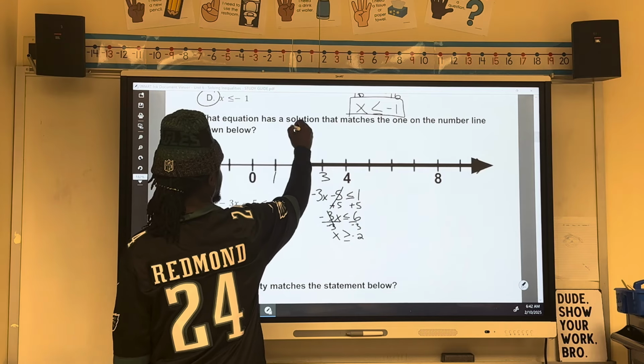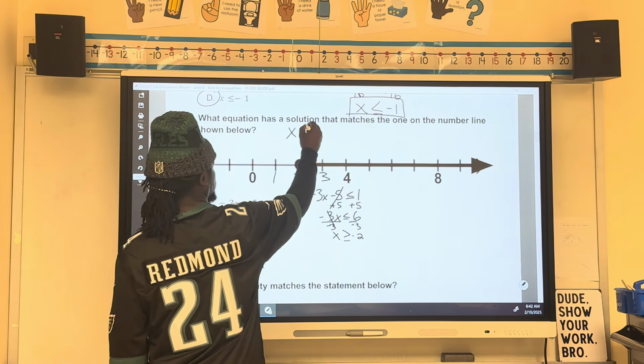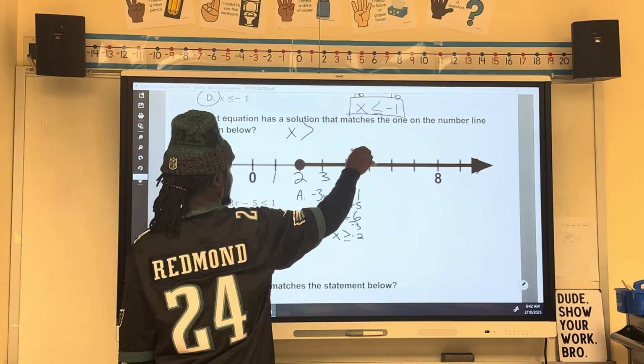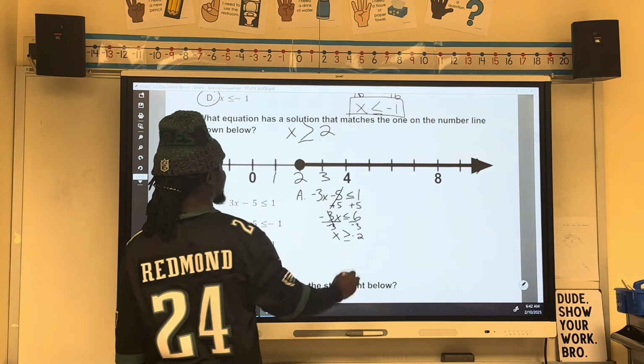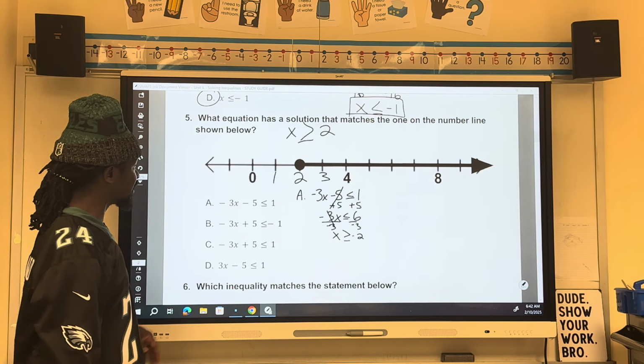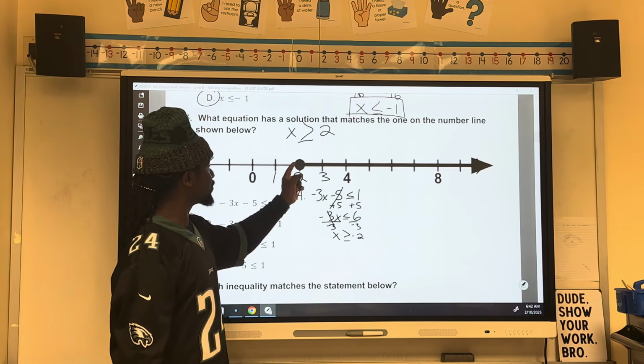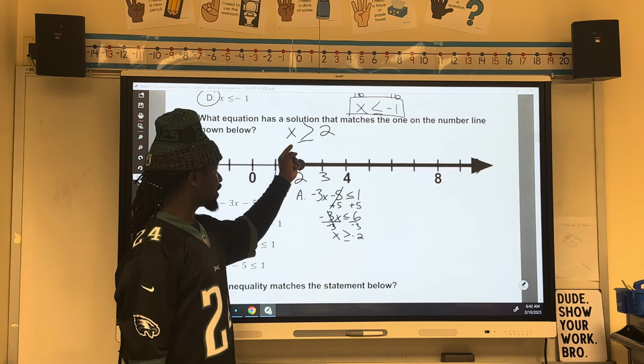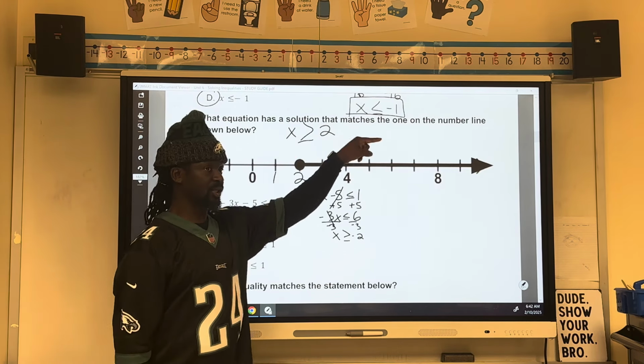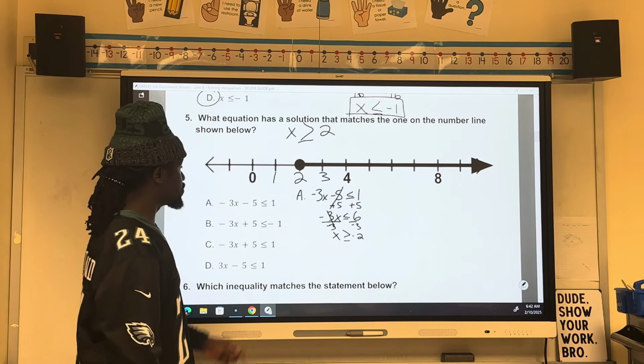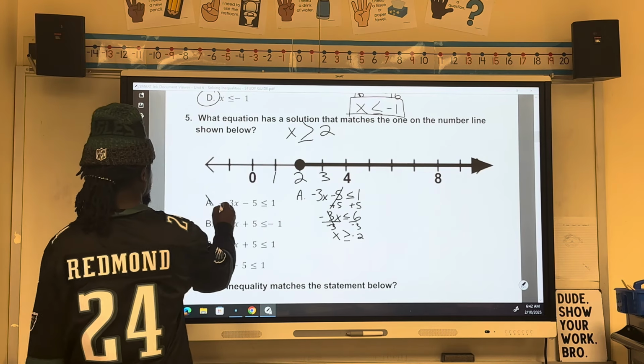This inequality says x is greater than, because it's shaded that way, or equal to 2. So that's what we're looking for. We're looking for x is greater than or equal to 2, because again, it's shaded at 2, so that means it's equal. Greater than, because it's shaded to the right, and then it's at 2. Okay, so answer choice isn't A.